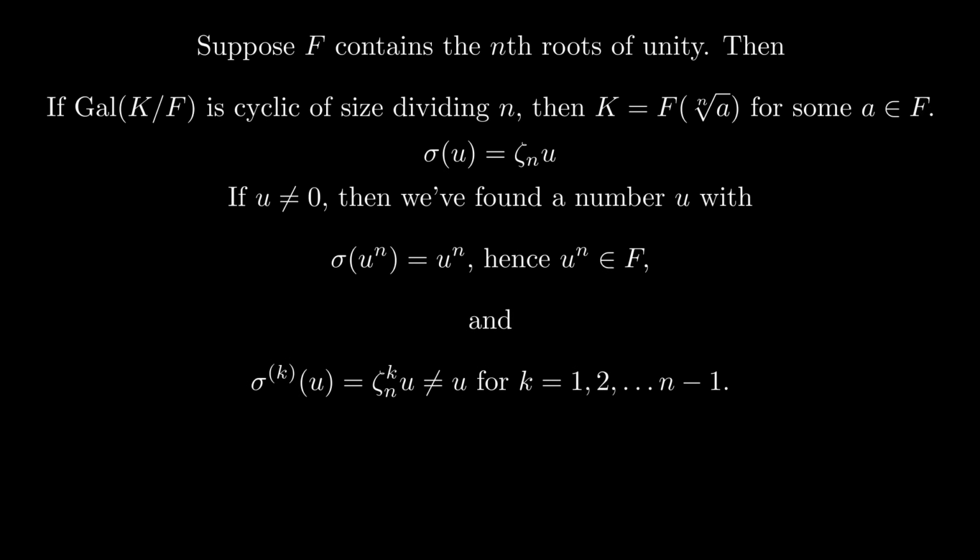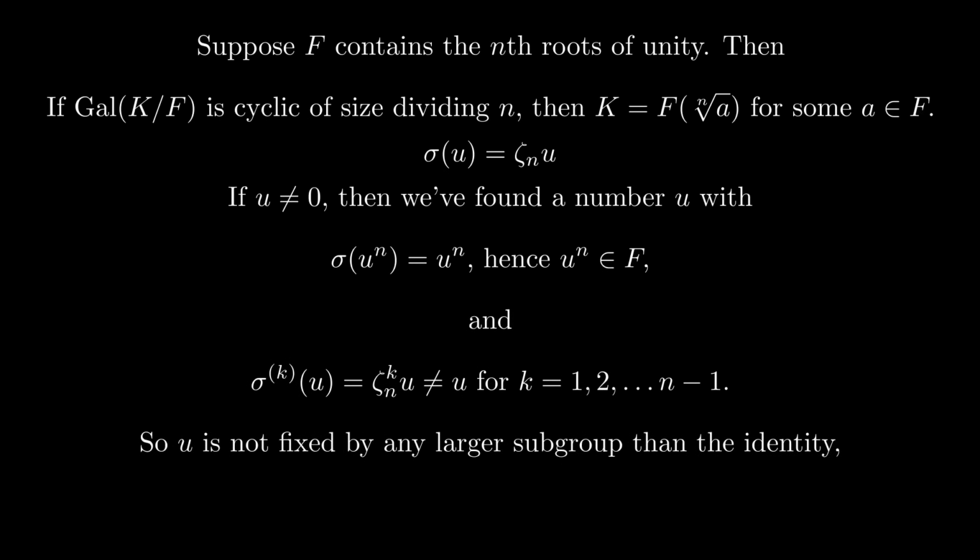But the only thing that fixes u itself is the identity. Everything else just multiplies it by some zeta power, so u must only be in k, nothing smaller. And hence k is f adjoin u, which is the nth root of something in f, like we wanted.